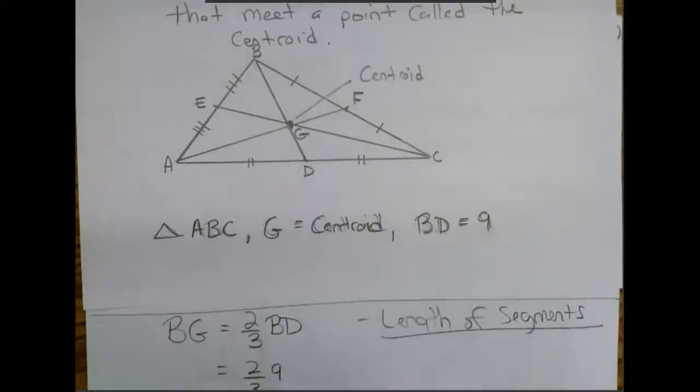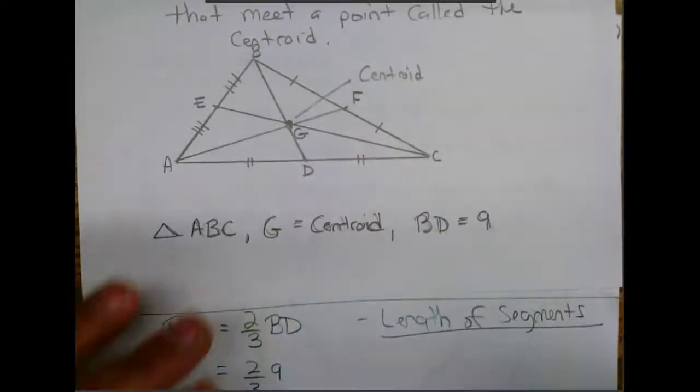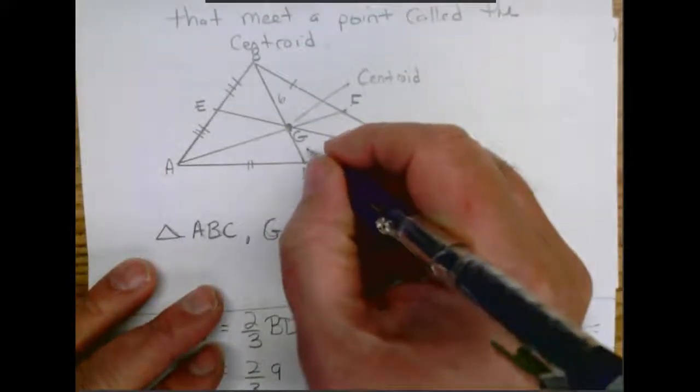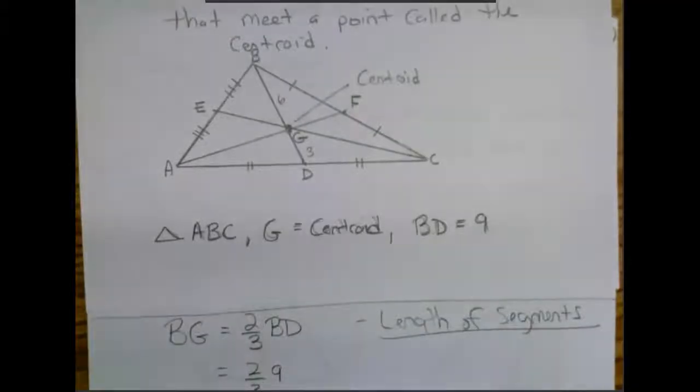And then we can figure out, well, what is BG then? And it's 2/3 of BD. So we just plug in 2/3 times 9. We're going to get BG equals 6. So this whole thing is 9. This one would be 6. Then we could say GD is 3. And then we have some calculation or some measurements that we know.